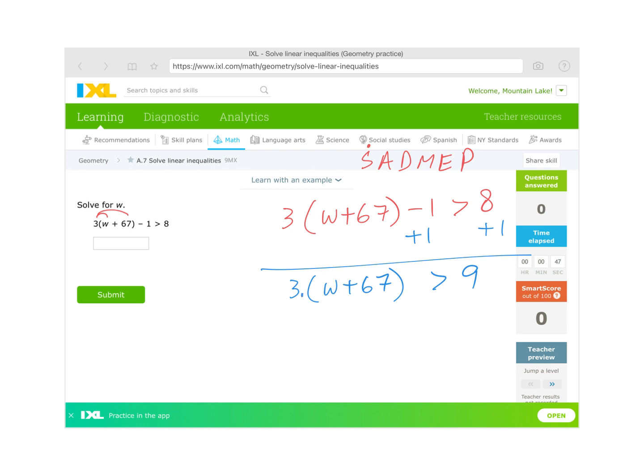And then we have a multiplication. So let's divide by 3. We get W plus 67 is greater than 3, right? And then let's subtract the 67. So we get W is greater than -64. Let's plug that in as our answer.